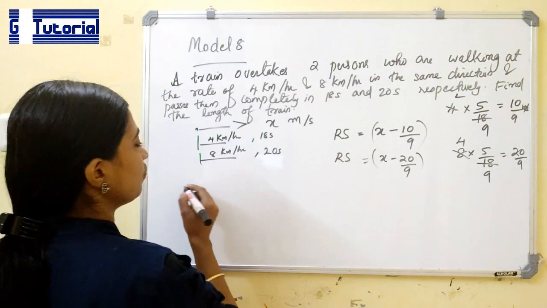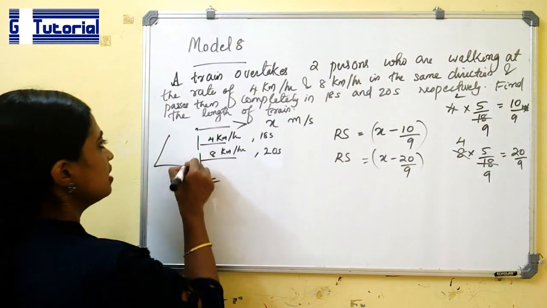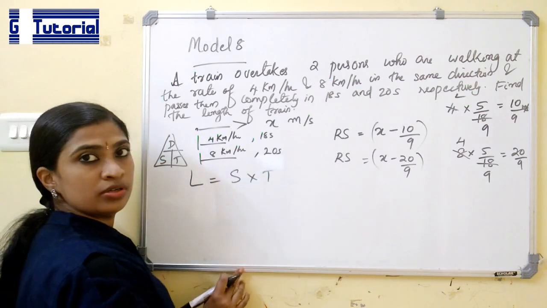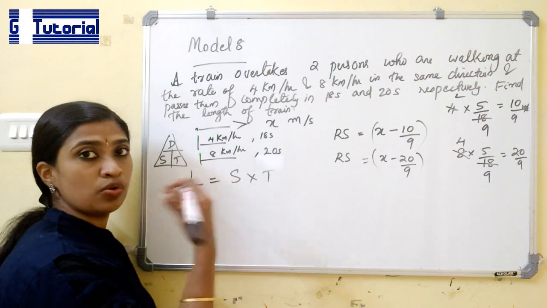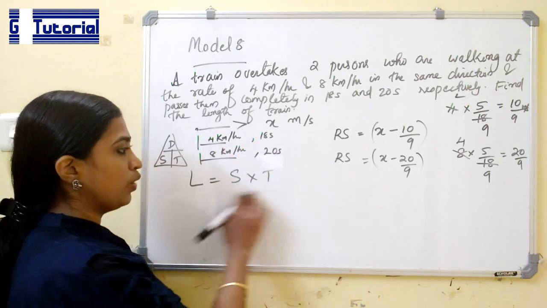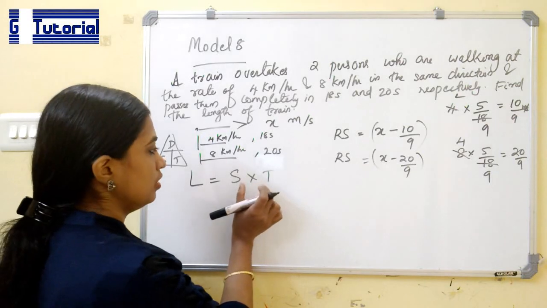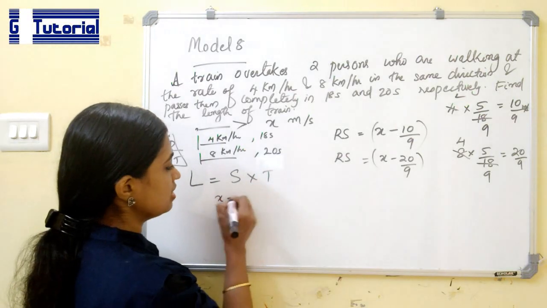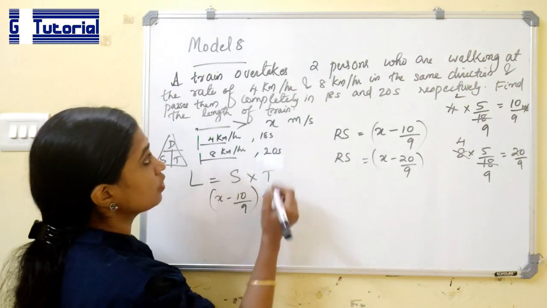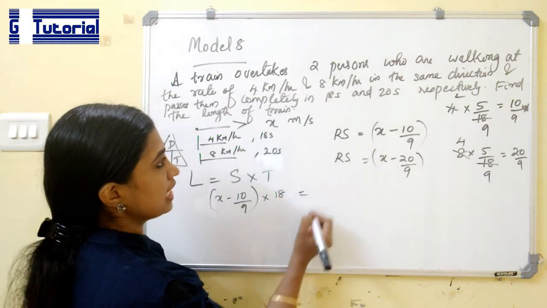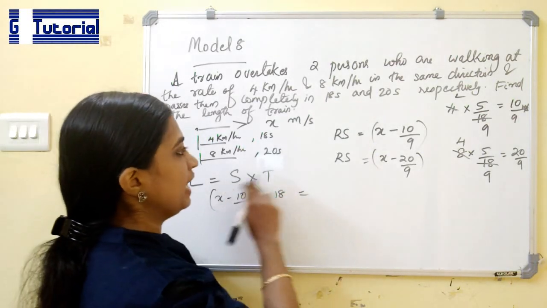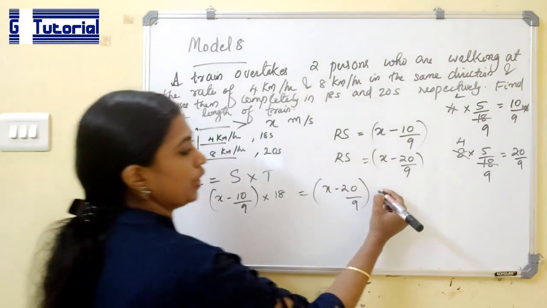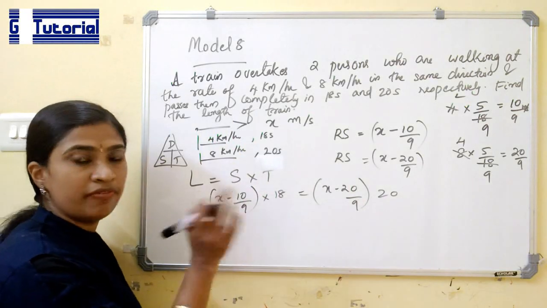We have to find the length of the train. Length is distance, and distance is equal to speed into time. The length is the same because the same train is crossing both persons. So we can equate the speed into time formula in both cases. In the first case, the relative speed is x minus 10 by 9 into the time taken, 18 seconds. And in the second case, the speed is x minus 20 by 9 and the time is 20. On solving this, we will get the value of x.